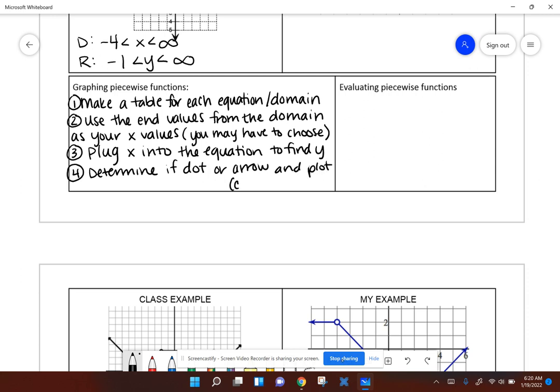If you're choosing the number, you're going to use an arrow. If you're picking a number for any of the symbols, like this or this, that's going to tell you a different kind of dot. So open dot for these ones, closed dot for these. So let's take a look at that class example.